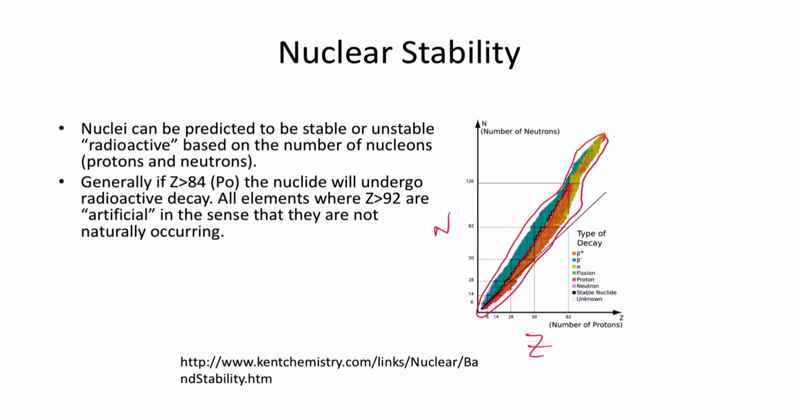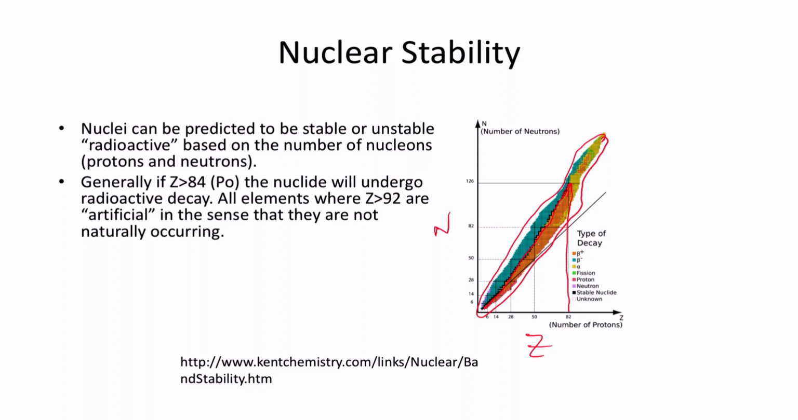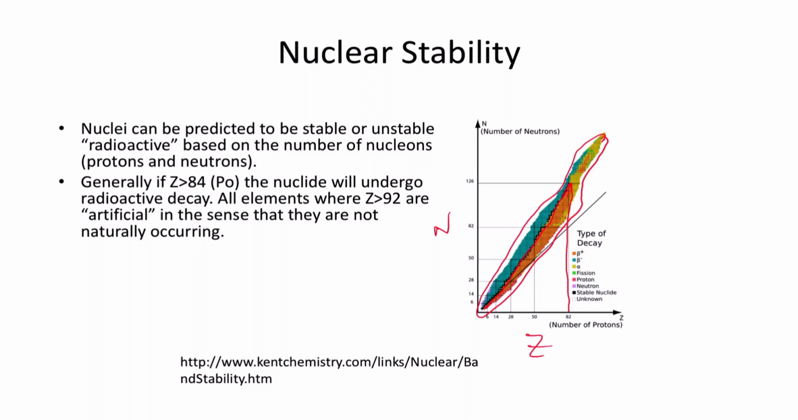You'll also notice that the black line kind of stops right around here. It turns out that if you go past about 84, all of the nuclei will automatically undergo radioactive decay. And if you go to about 92 or so, all of these things are not natural in the sense that we can create them in a laboratory, but we can't really find them in nature.